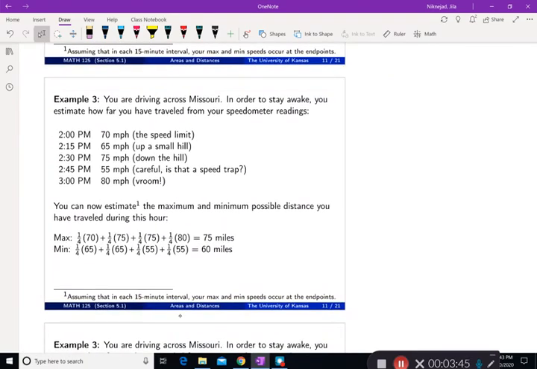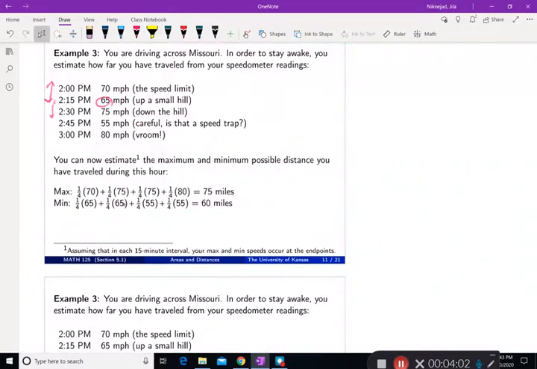And if I want to find the minimum, again the time interval is 15 minutes, and the lowest speed is 65. So I multiply by 65, and then the second time interval between 65 and 75, again 65, and so on and so forth. Then you end up with 60 miles. So you're somewhere between 60 miles and 70 miles if your speed in each time interval is between the speeds that you get. And this is an estimate. It's not an accurate value at all in any possible way.